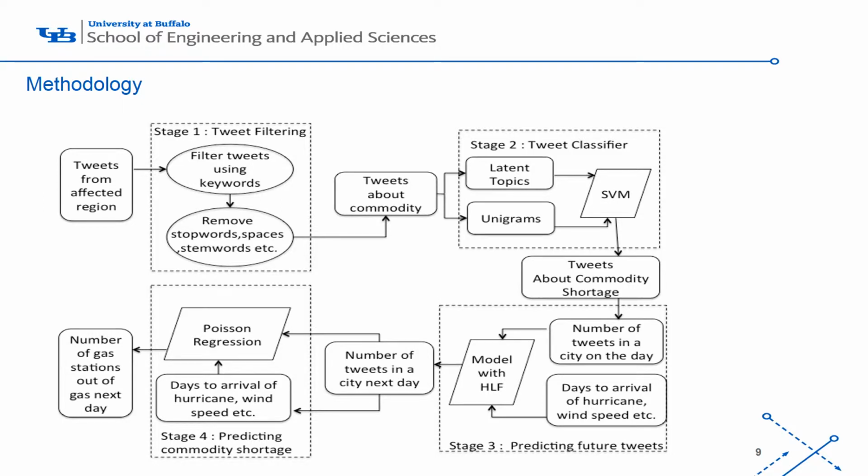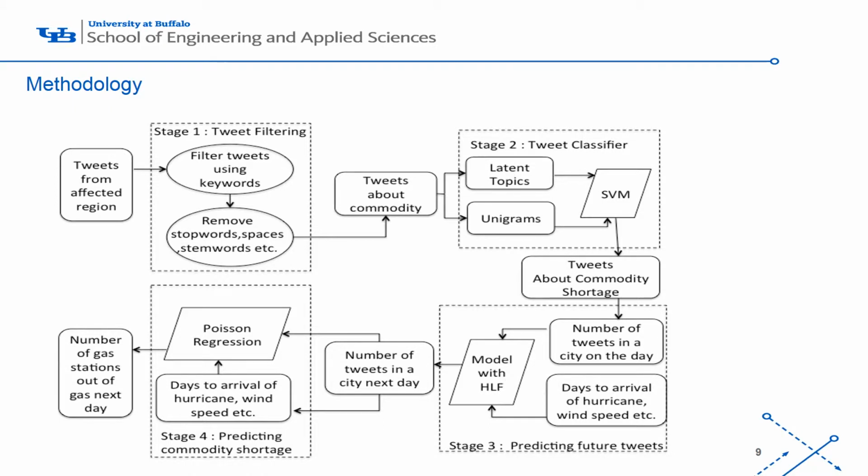So the methodology we used was: we took the tweets from the affected area and then we applied stage one, which was tweet filtering. We filtered the tweets using keywords. We removed stop words, spaces, stem words, etc. After stage one, we got the tweets about the commodity, which is gasoline. Then we put them in a tweet classifier. We had latent topics, unigrams, SVM. And then from this, we collected tweets about commodity shortage. So now it's not just gas, it's about gas shortage.